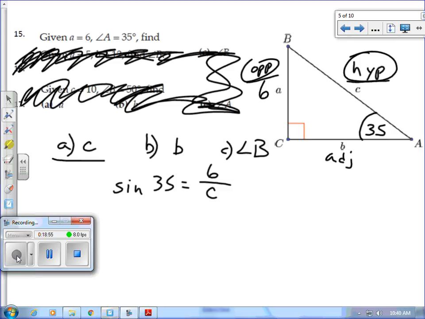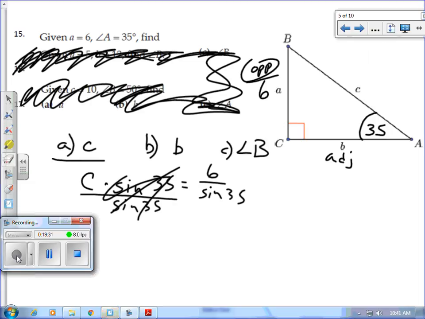Now we need to solve for C, and we're done. Well, here's a couple steps. Times C on both sides, because when the unknown's in the denominator, it makes it a little bit tricky. So C times sine 35 is 6. If I divide by sine 35 on both sides, those cancel. So C equals 6 over sine 35. Put that in your calculator. 6 divided by sine 35. What do you get? 10.46. Okay, 10.46 would be the length of your hypotenuse. Call it 10.5.